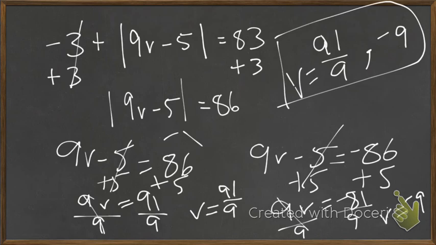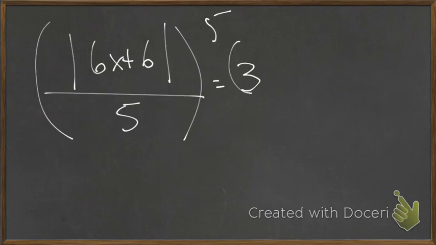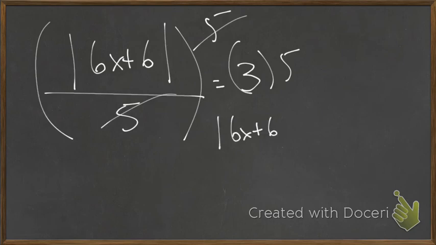We got one more to try out. I'm going to have you guys try this one on your own. We've got the absolute value of (6x plus 6) divided by 5, all equal to 3. All right, y'all, we're going to get started here. The first thing I would suggest doing is multiplying everything by 5. So that gets rid of that. And then we can focus on the absolute value of 6x plus 6 equal to 15.